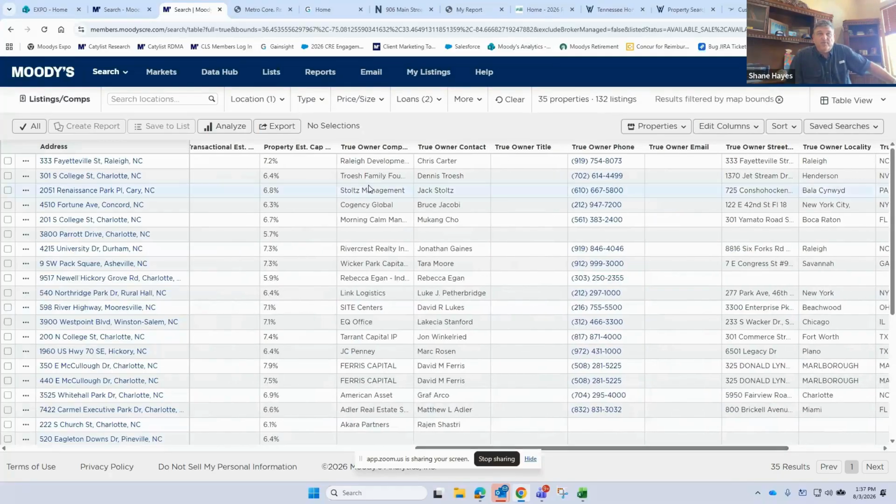So here's the true owner information. So like for this particular building, the true owner is Chris Carter, and here's his phone number. And for this building, the true owner is Denise Trosh, and there's her phone number, so on and so forth.